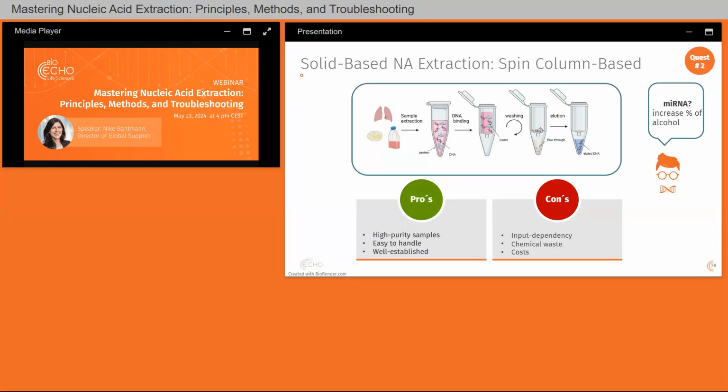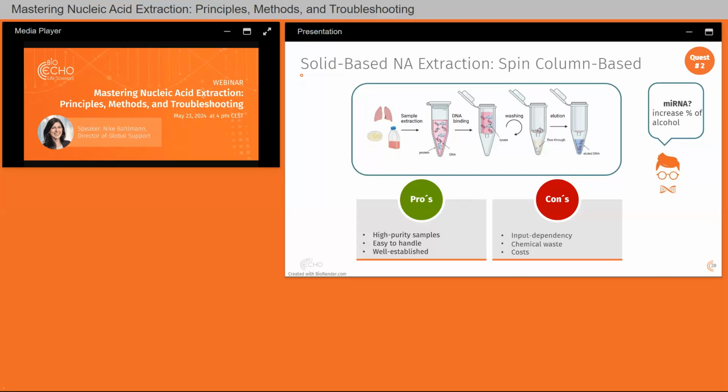Why are people using this? People are using this because you get highly pure samples. People are using this because it's easy to handle. You know what you're going to do. There are commercially available kits for this with nice instructions. It's very well established. A lot of people are using those methods, different providers.